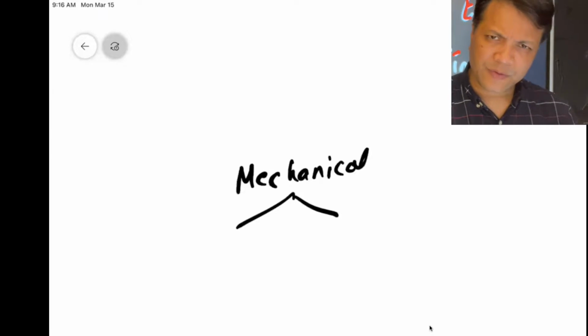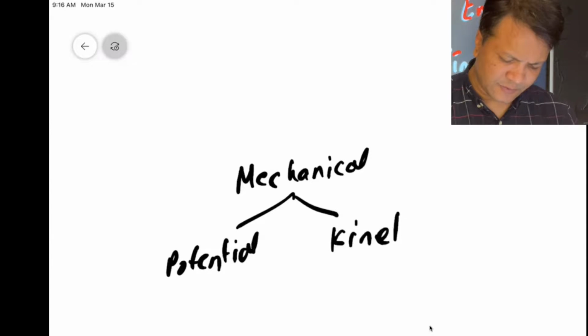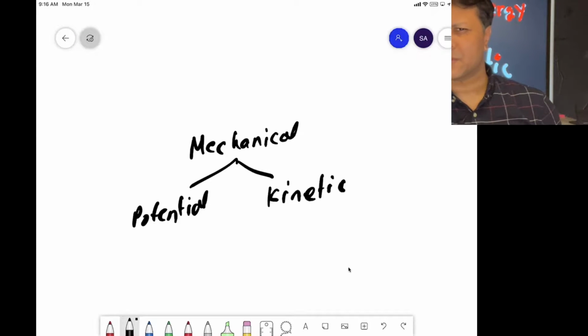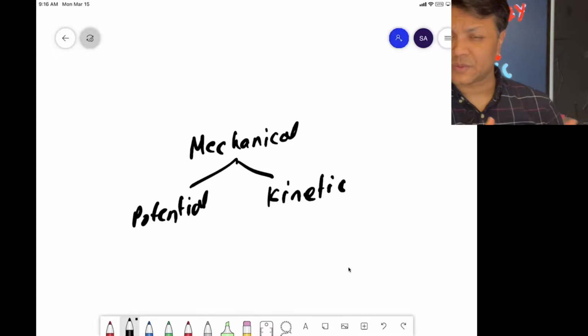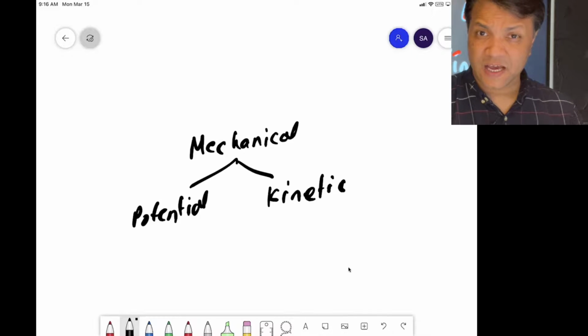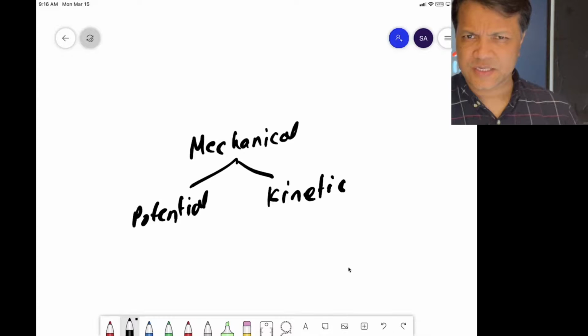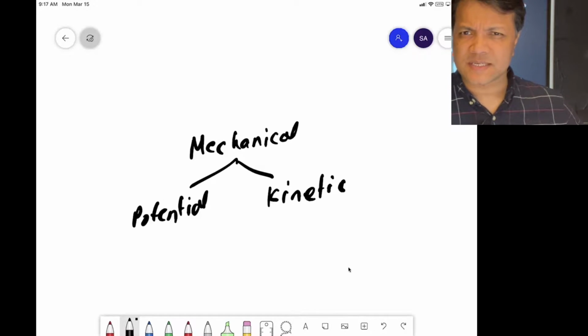Mechanical energy is the sum of potential and kinetic energy. When we talk about potential energy, we talk about height. The main aspect of potential energy is height. So if you do not have height, you do not have potential energy. That's what basically potential energy tells us. If you have height, then you have lots of potential energy.